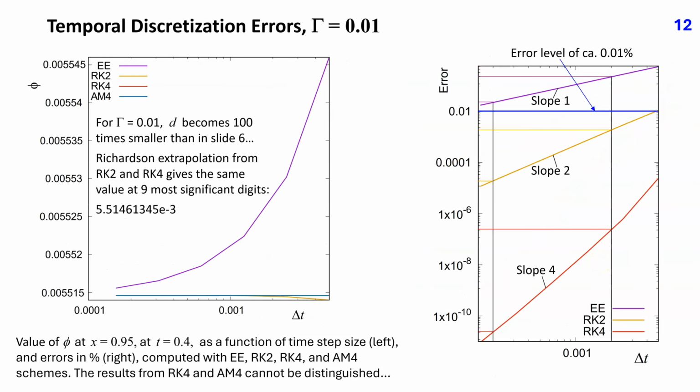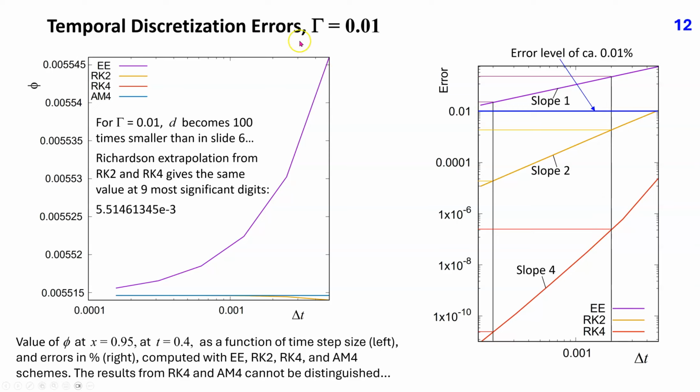For gamma equals 0.01, d becomes 100 times smaller than values indicated in the table in slide 6. Therefore, explicit schemes become stable at 100 times larger time steps, which makes it possible to estimate the temporal discretization errors also for fourth-order schemes.